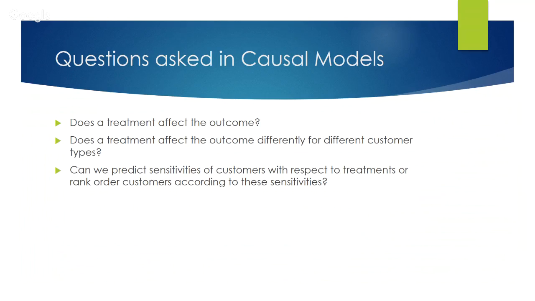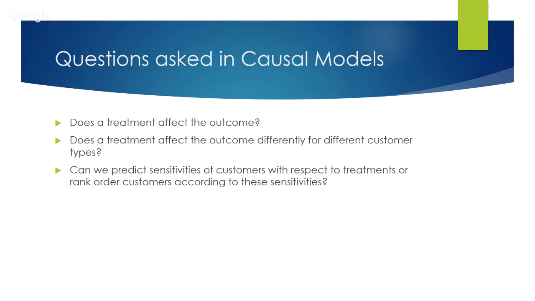So, for example, if we were trying out a new drug, if we were in the pharmaceutical industry, we could look at the way that a drug affects the person and say, does this drug affect the illness that we're trying to prevent or cure? Does the treatment affect the outcome differently for different customer types? So, for example, does this drug affect women differently than men? Does it affect Black people differently than white people?